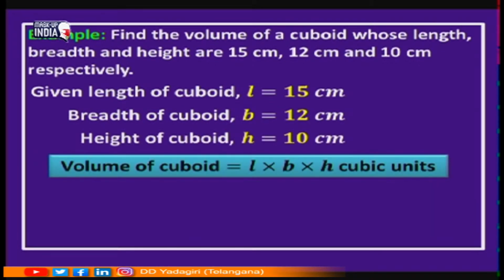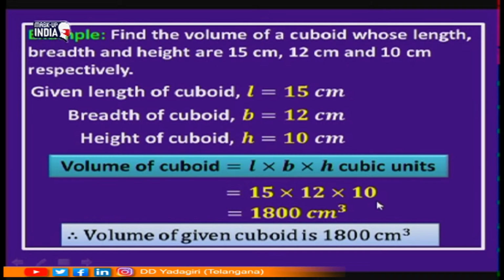Now, let us apply the formula of volume of cuboid here, that is L into B into H cubic units. Let us substitute the values of length, breadth and height, children, that is 15 into 12 into 10. So, 15 into 12, how much do you get, children? 15 12 is 180, 180 into 10, yes, you get 1800. So, I can write that the volume of the given cuboid is 1800 centimeter cube.